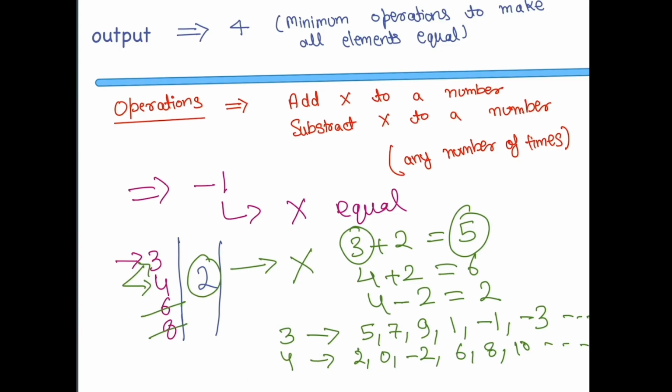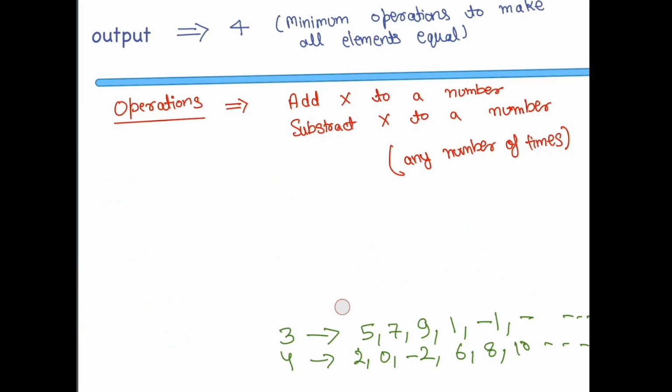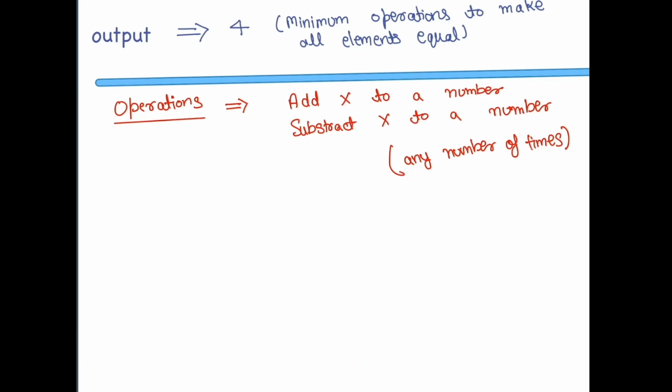So if you cannot make two elements equal, you don't need to check further. You can directly say the output is minus 1, and the reason is we will never be able to make them equal. Now let us see what is the solution approach for this particular problem. It's going to be very easy after understanding the approach. So let us focus on it.